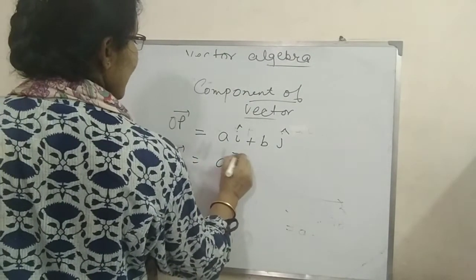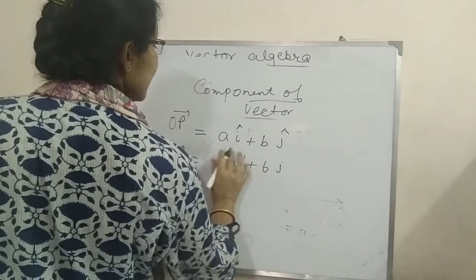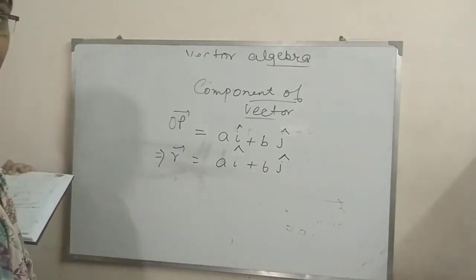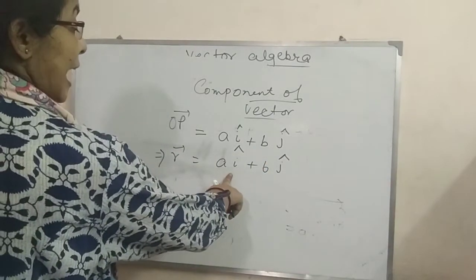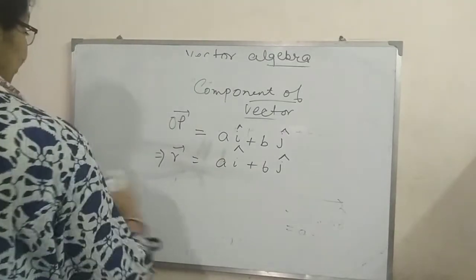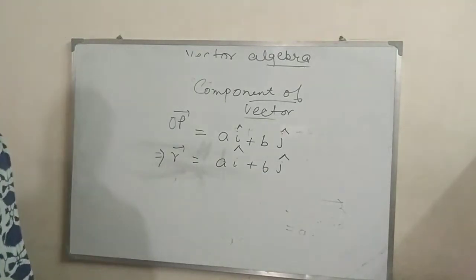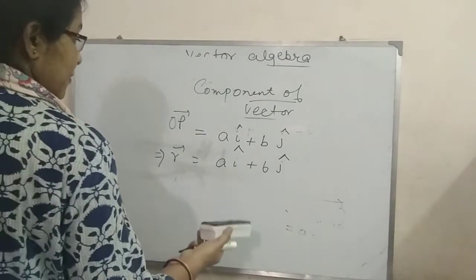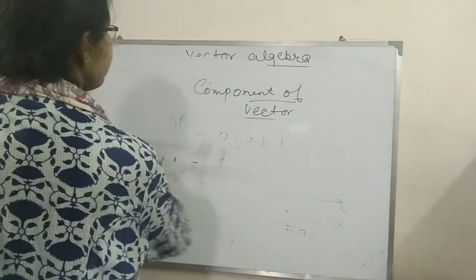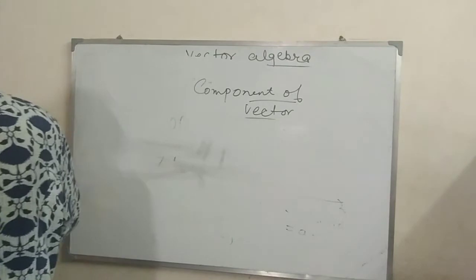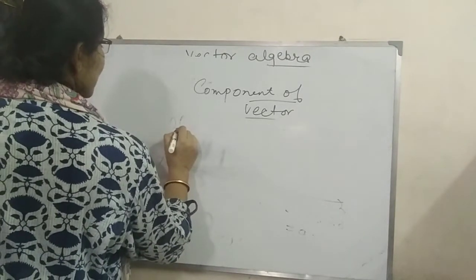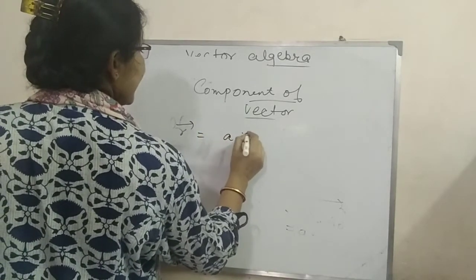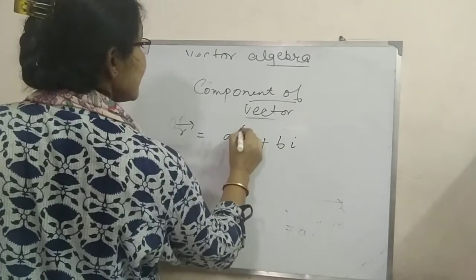So R equal to AI plus BJ. This is I cap and this is J cap, because unit vector along x-axis is I cap, unit vector along y-axis is J cap. I can write the unit vector with cap sign. Here I write this thing once again, AI plus BJ.